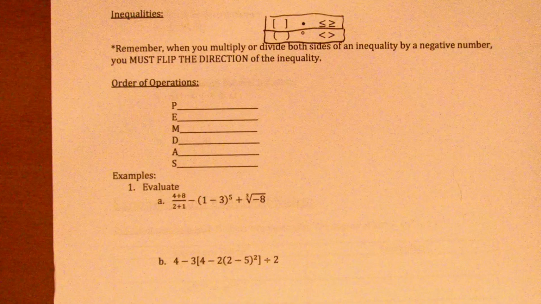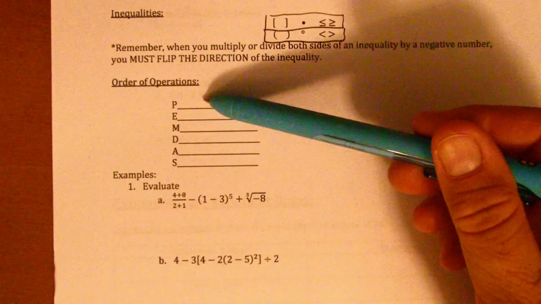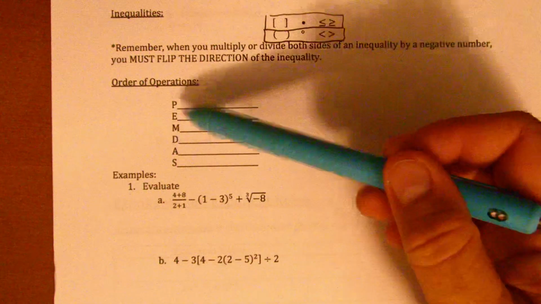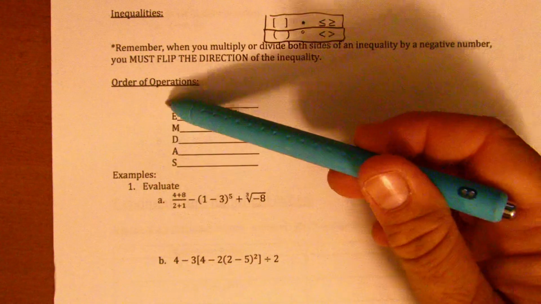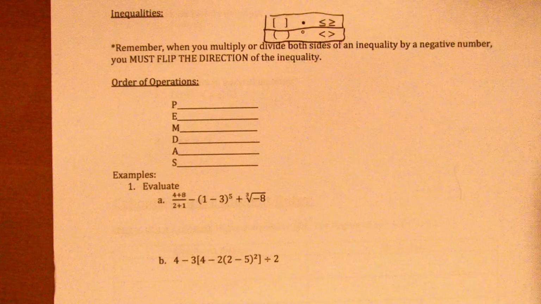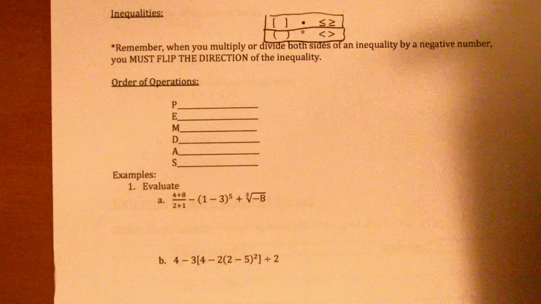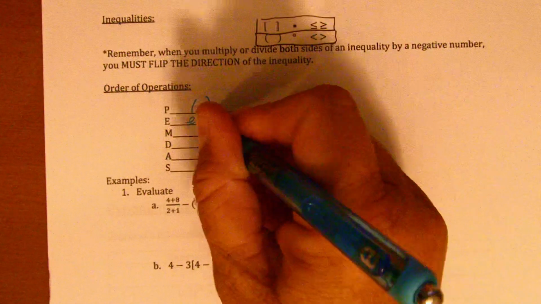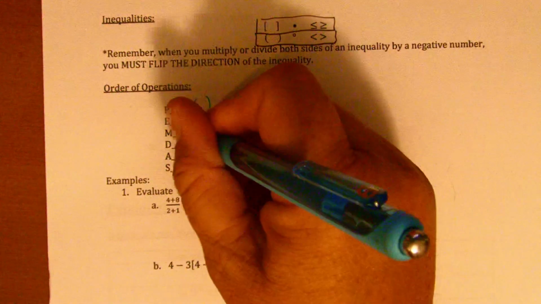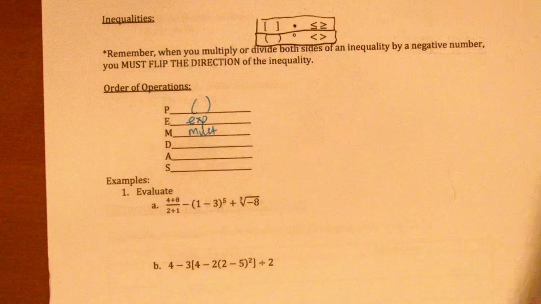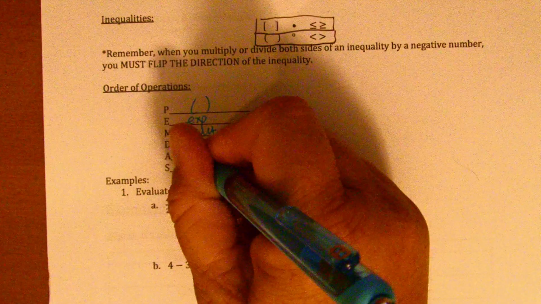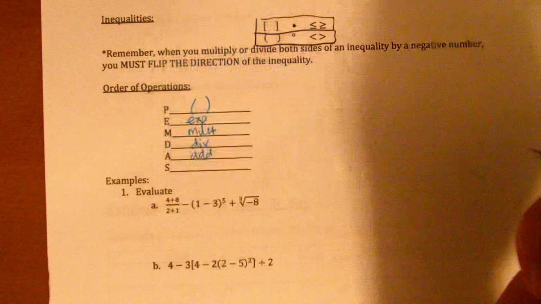Now, sometime back, maybe in elementary school, you probably learned PEMDAS, or order of operations. Some teachers, rather than PEMDAS, title it GEMDAS. Either way is perfectly fine. P stands for parentheses. E is for exponents. M is for multiplication. D is for division. A is for addition. And S is for subtraction.